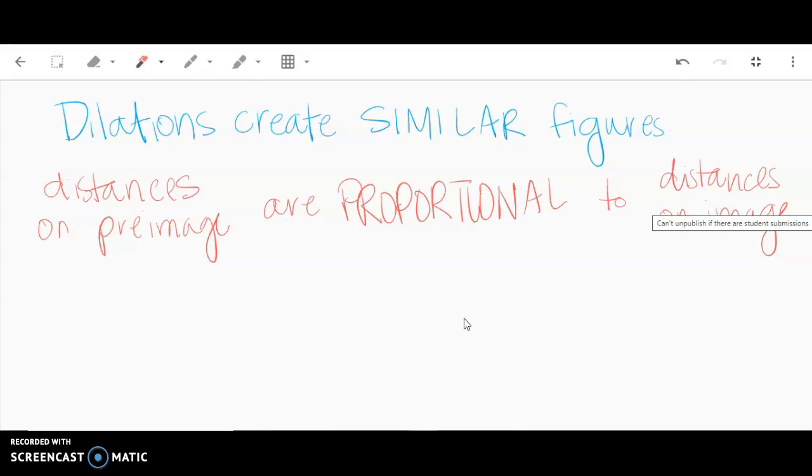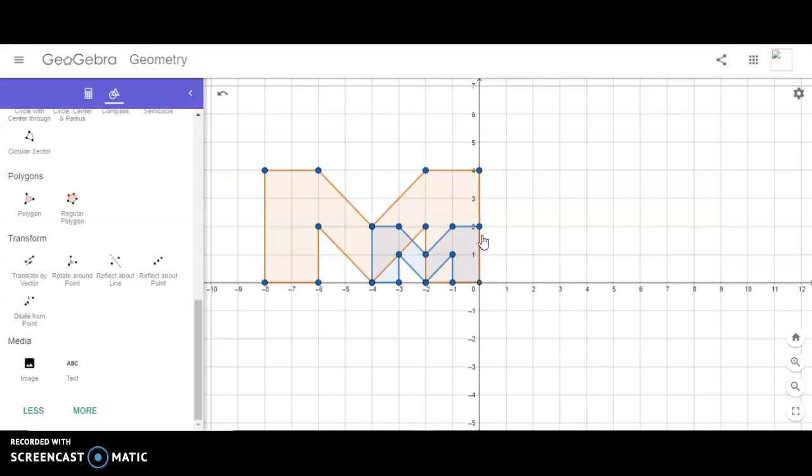Okay, and you guys have probably heard the word proportional before. Just remember that it means that they're related by the same factor. And we saw that with this example, that if we have a distance of 2 here, we multiply by 2 and we get the distance on the image, which is 4. And then that property holds for all of the distances between the different points.